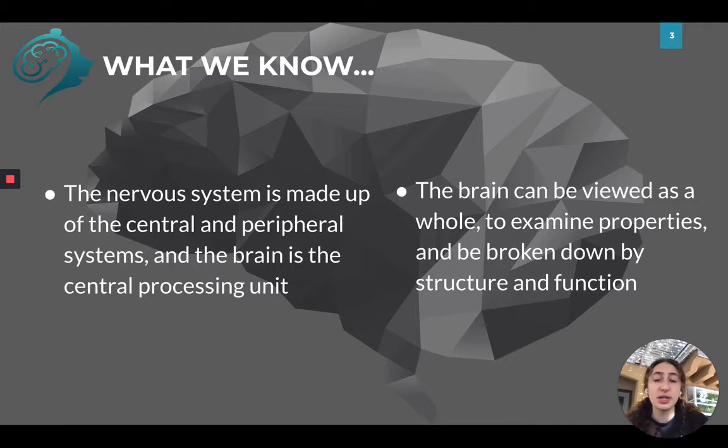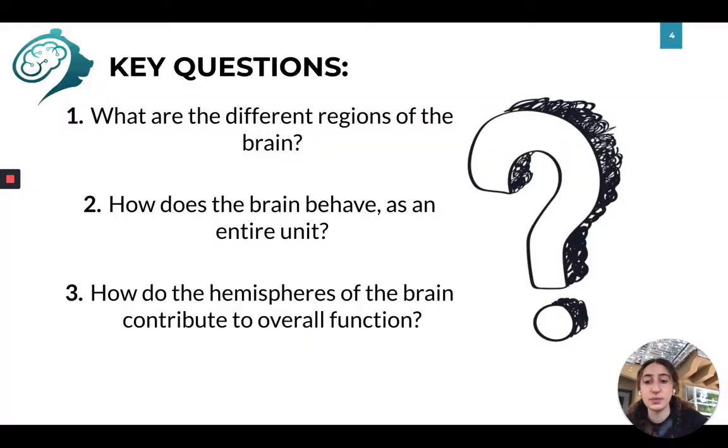We also know that the brain can be viewed as an entire unit, and we can look at the properties of the entire unit, and then we can also break it down into smaller pieces and look at those functions in isolation. So the main questions for the lesson today are, what are the different regions of the brain? How can we split it into different parts, and how do we categorize these regions? How does the brain behave as an entire unit? So again, what are the functions of the brain when we're looking at the brain as a whole? And how do the hemispheres of the brain contribute to overall function? So we have a right hemisphere, left hemisphere. How do they work together, work independently, and how do they contribute to this entire function of the brain?